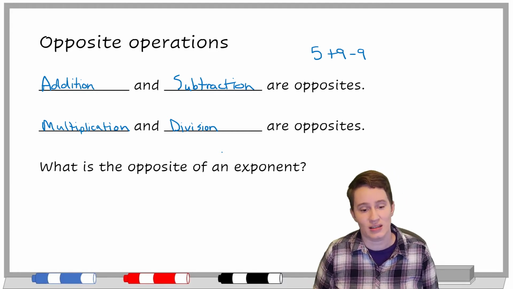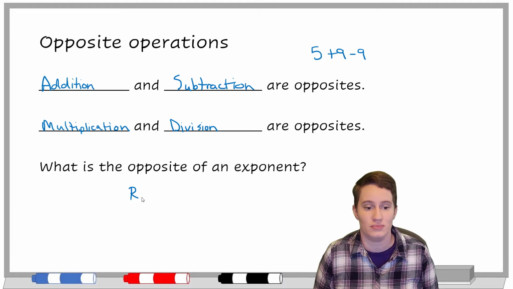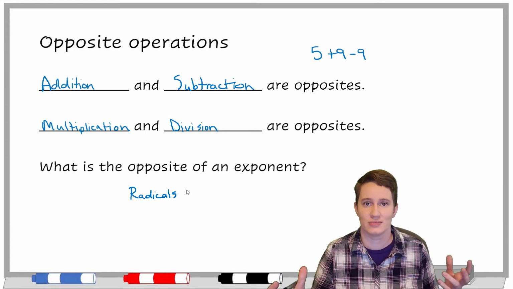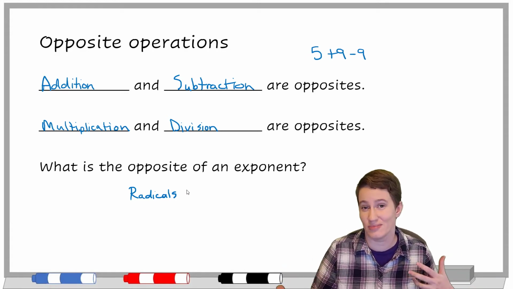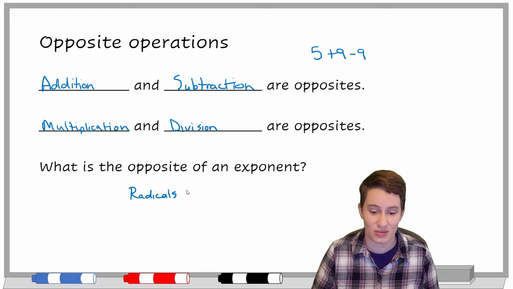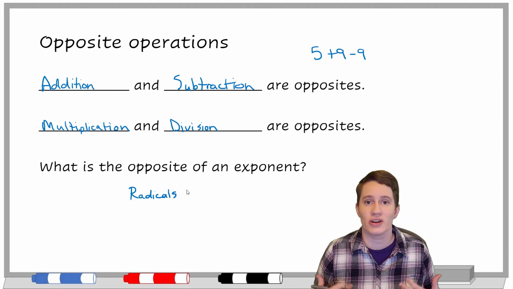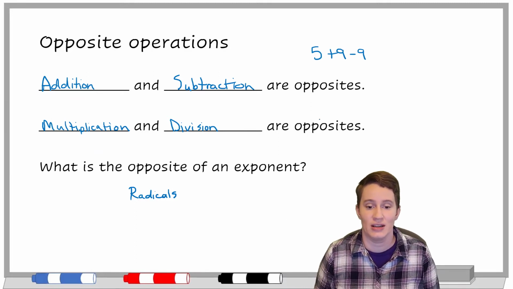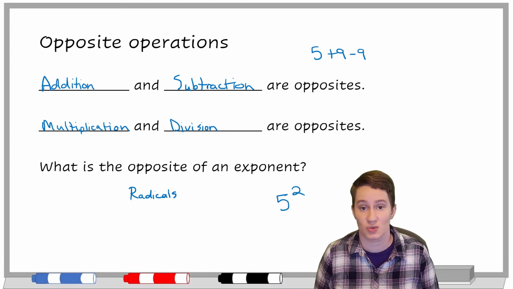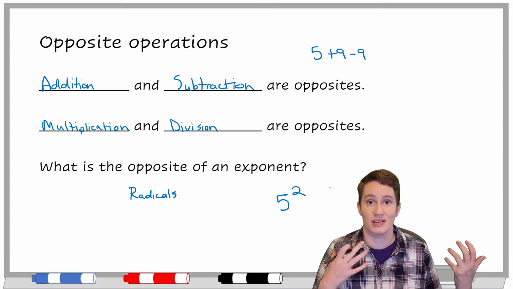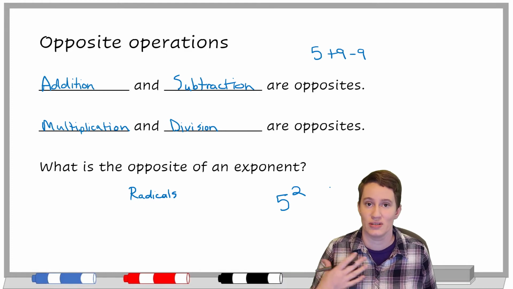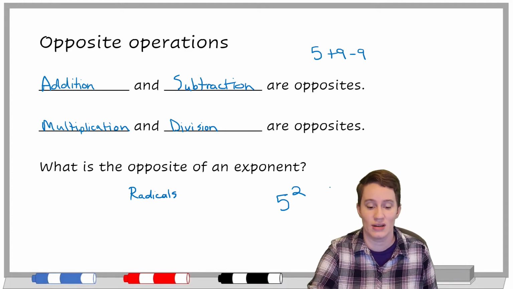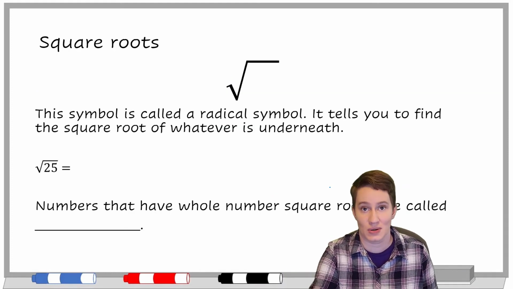Well, the answer to that is radicals. Or roots. These are two words that mean similar things and are kind of used interchangeably. We are today going to talk about, specifically though, square roots. So we're specifically going to be focused on, if I have 5 squared, what is the opposite of that? How do I undo the squared that's a part of the 5 squared? The answer to that is square roots.